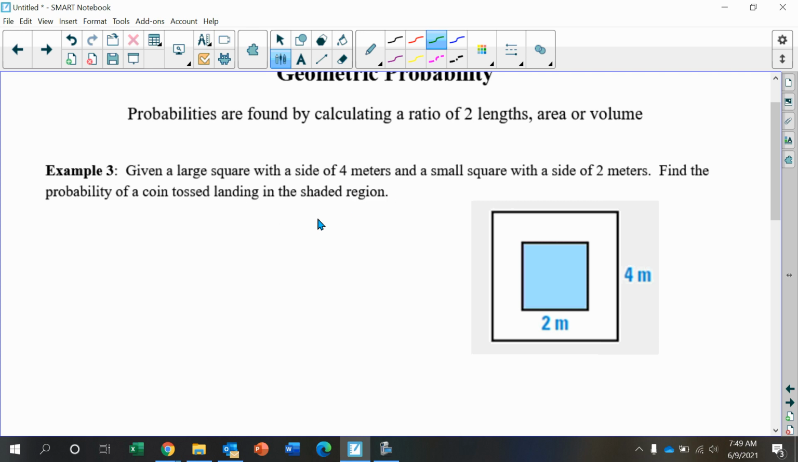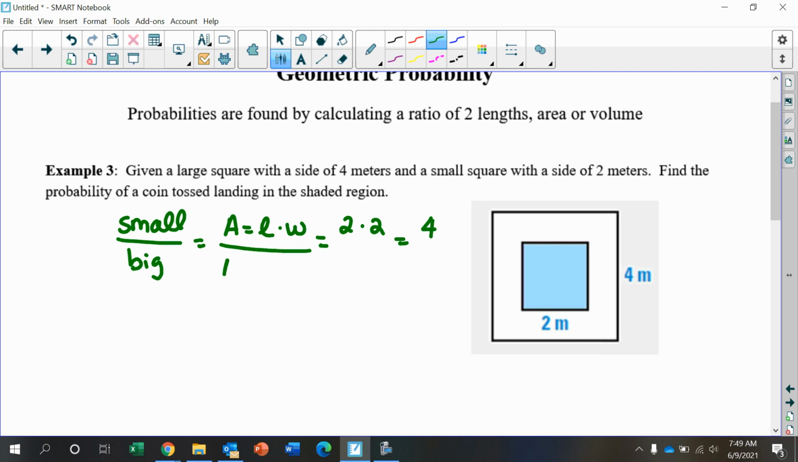So what you want to do is find my small over my big. Okay, so my small, to find the area of it, is going to be area is length times width. So 2 times 2 gives me 4. Okay, same thing for the bottom. I'm just going to find the area. It is the same shape, so we're using the same formula. I'm going to do 4 times 4, which gives me 16.